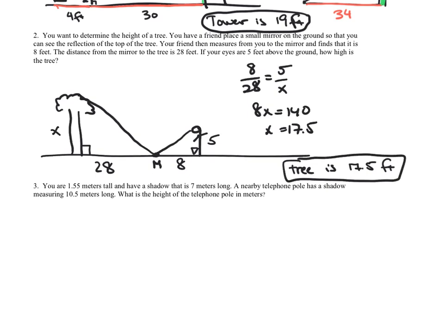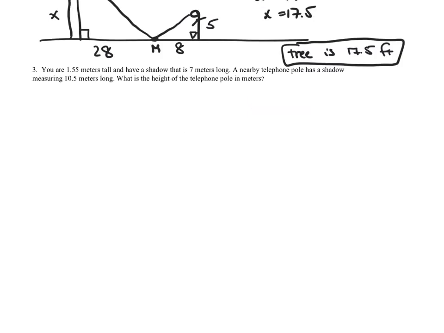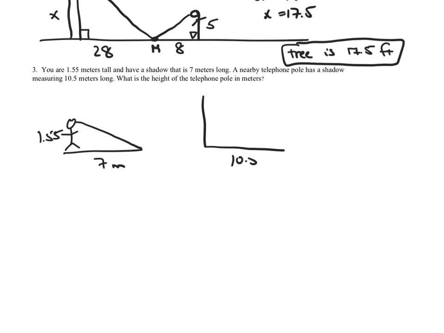Pause for a moment and read the next question. Okay, so you are standing on the ground, and you're 1.55 meters tall, and have a shadow that's 7 meters long. Your shadow's on the ground. A nearby telephone pole, I'm not even going to pretend that I know how to draw that, has a shadow measuring 10.5 meters. And we want to know what the height of the telephone pole is.